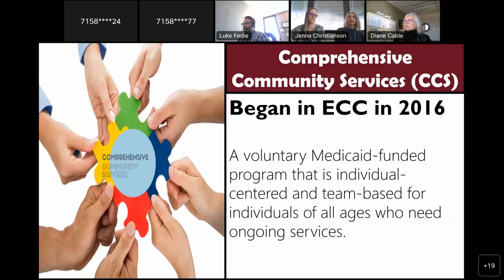So Comprehensive Community Services began in Eau Claire County in 2016, and it's a voluntary Medicaid-funded program that is person-centered and team-based for individuals of all ages who need ongoing services. We've had youth as young as 5 years old, and I believe the oldest participant was 82 years old.